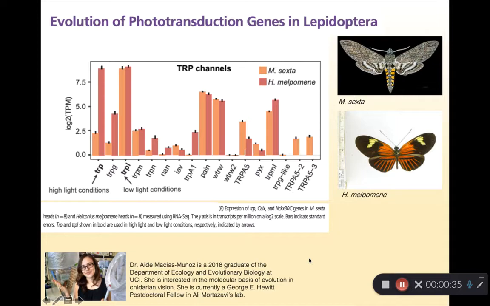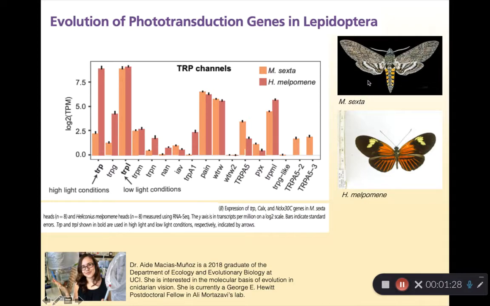So to start us off, I found this nice study by Dr. Munoz, looking at the evolution of phototransduction genes in Lepidoptera. So all this means is we're looking at specific genes in Lepidoptera species, so that includes butterflies and moths, and looking for specific genes that are important for sight and color vision and the ability to see different colors. She has this interesting system where she's looking at the genetics in one butterfly species and one moth species.